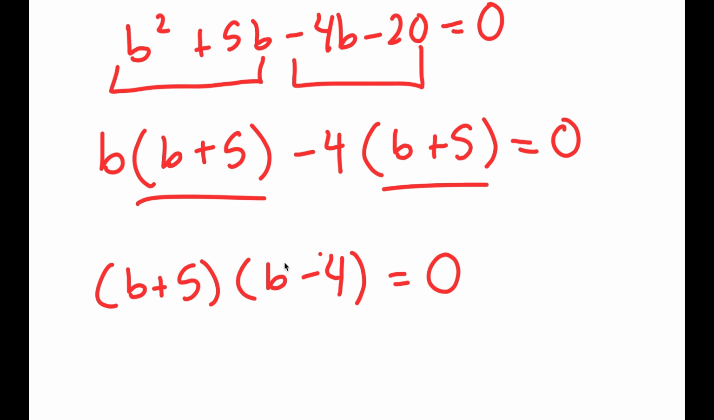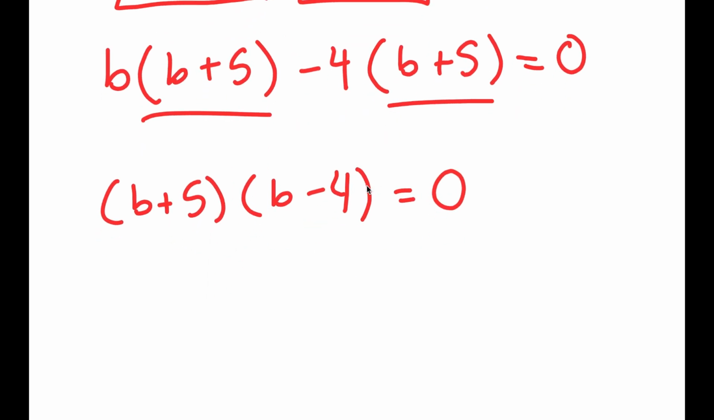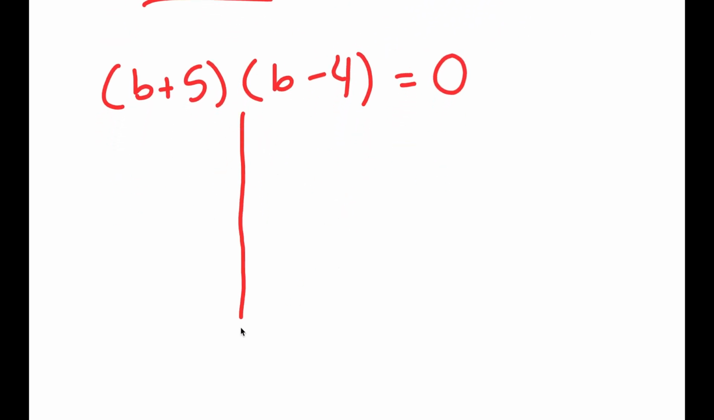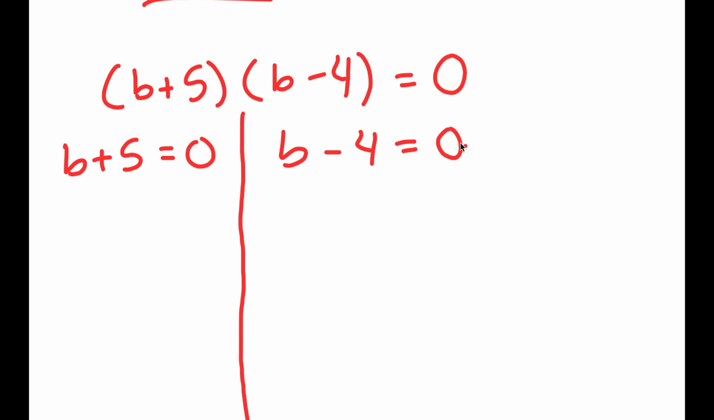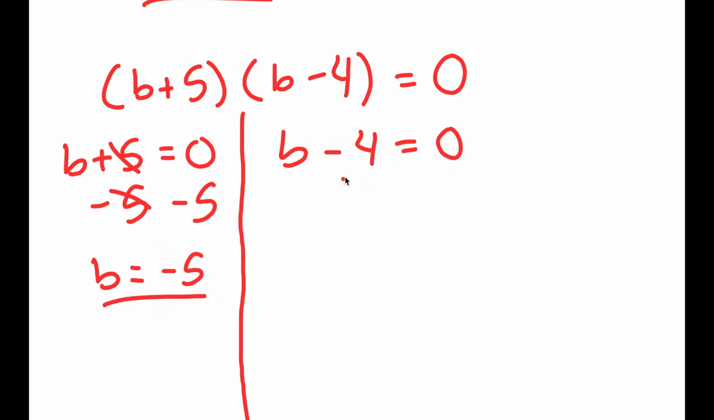So now that we got this, we can separate this into two different equations. So I have b plus 5 is equal to 0, which is one equation, and b minus 4 equals 0. And these are both simple equations. So for b plus 5 equals 0, all I have to do is subtract 5 on both sides, and I get b is equal to negative 5. So this is one solution of b. And for b minus 4 equals 0, all I have to do is add 4 on both sides. So I get b is equal to 4. And this is another solution of b.